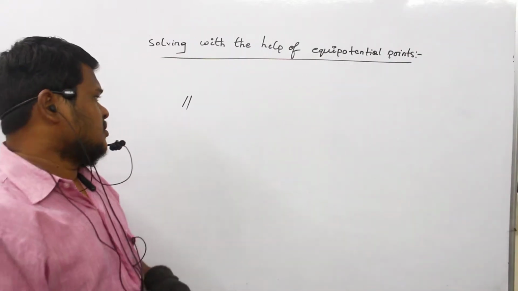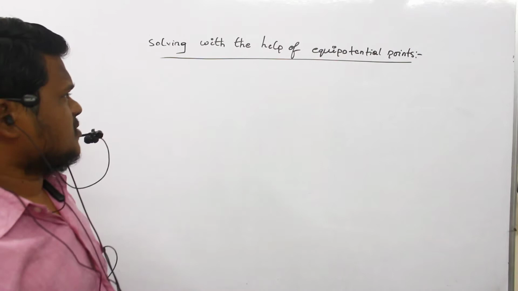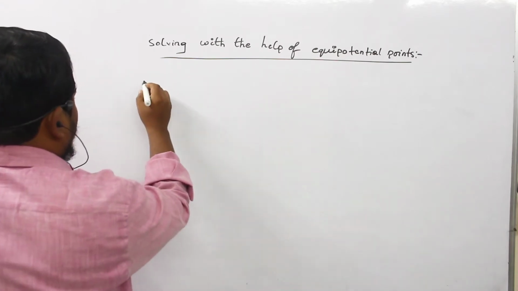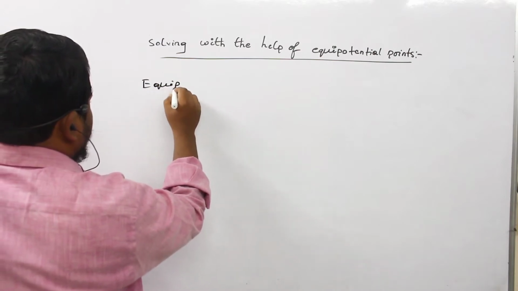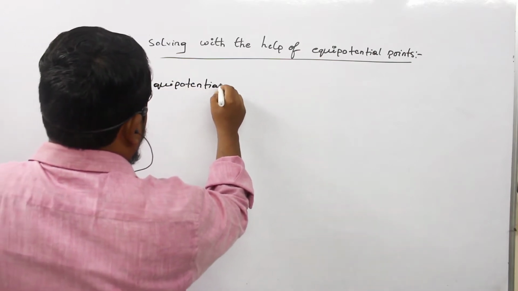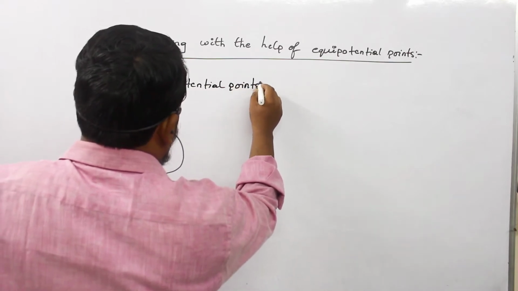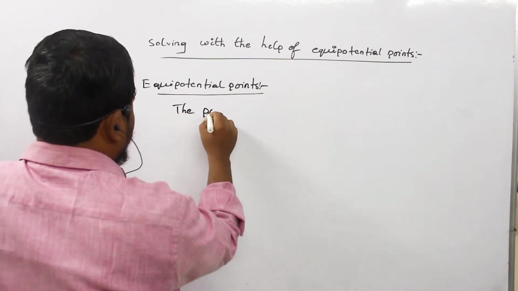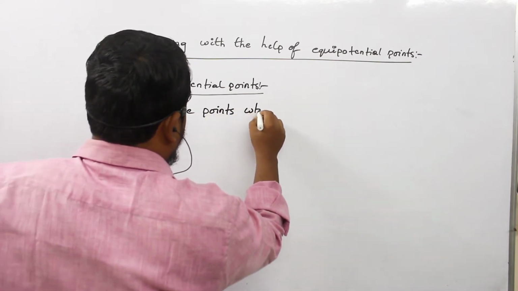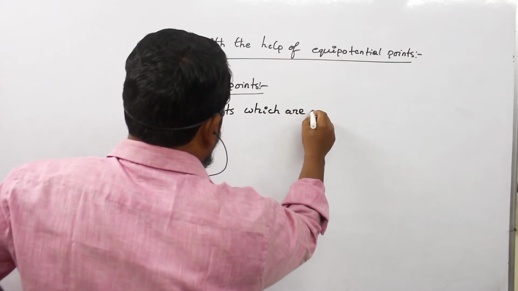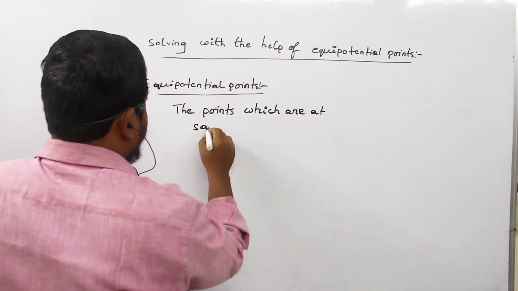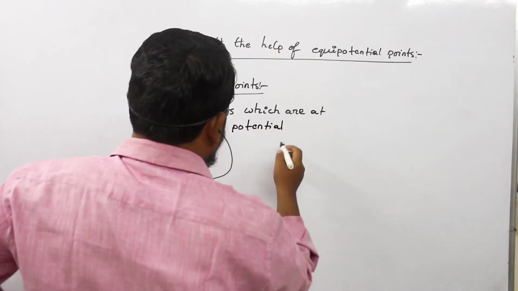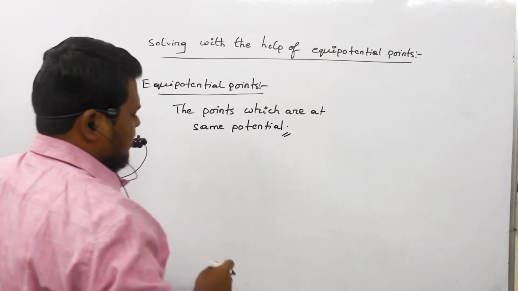Okay. So this is the next concept, solving the circuits with the help of equipotential points. First of all, what is meant by equipotential point? Equipotential points means what? The points which are at same potential. Okay? The points which are present at same potential, they are called equipotential points.